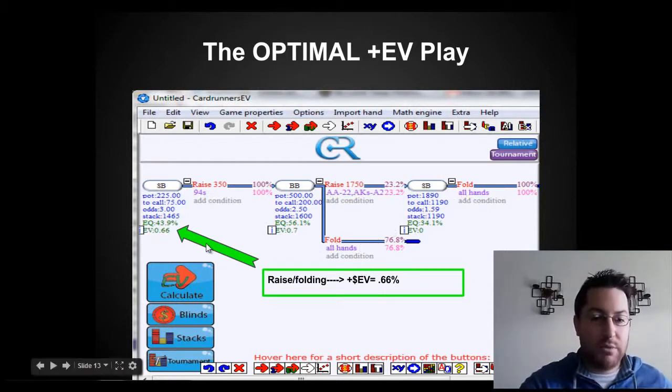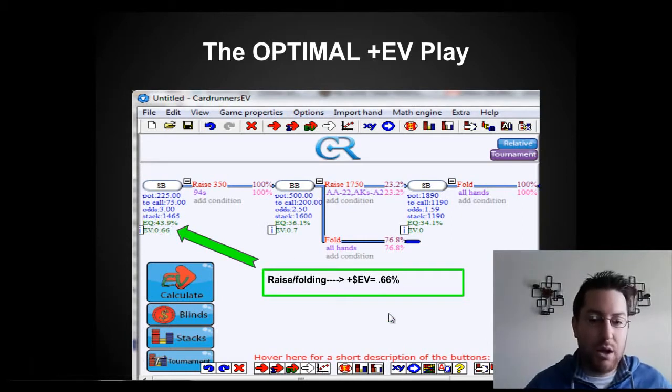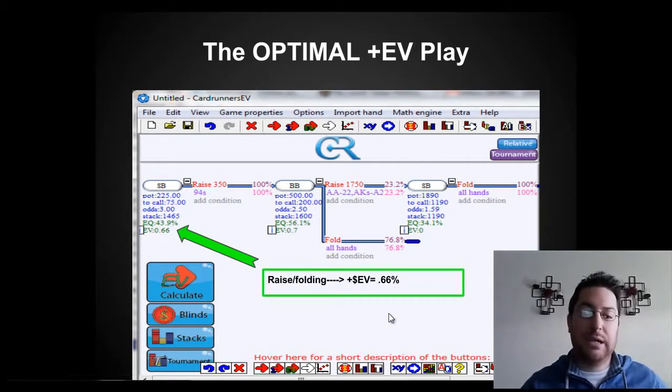After we ran the simulation, we want to look at this number here, and I popped it out a little bit. Raise-folding has a plus EV of 0.66%. If you remember, shoving was 0.25%. Okay, this is a calculation that should hopefully open your eyes a little bit to some other ways to play.